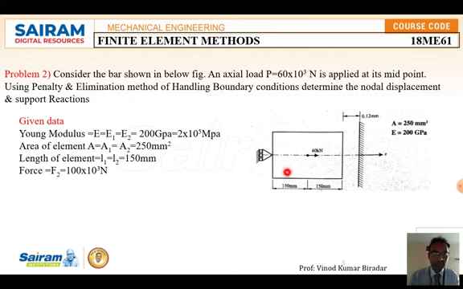Since a common E is given, there is no need to find E1 and E2 separately. Young's modulus E equals E1 equals E2 equals 200 gigapascal, that is 2 into 10 to the power of 5 megapascal. The area of each element is the same, A1 equals A2, and the length of each element is given as 150. The force acting at the middle is not 60, it is 60 kilonewton. I wrote it by mistake; this is 60 into 10 to the power of 3 Newton.